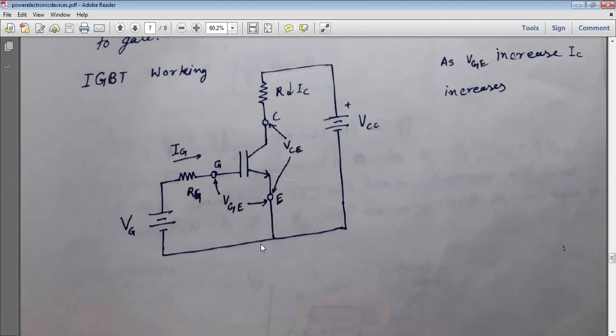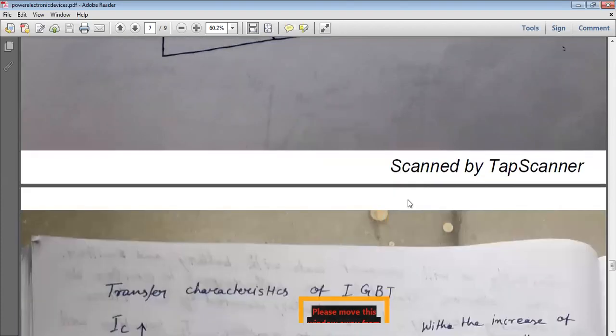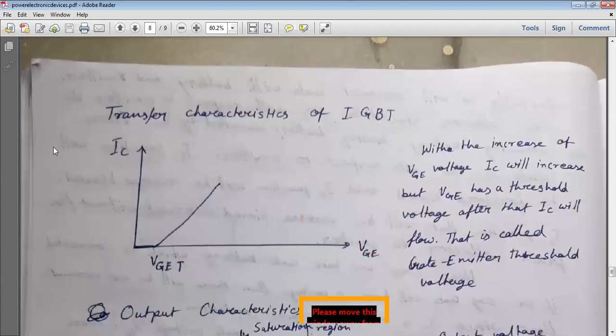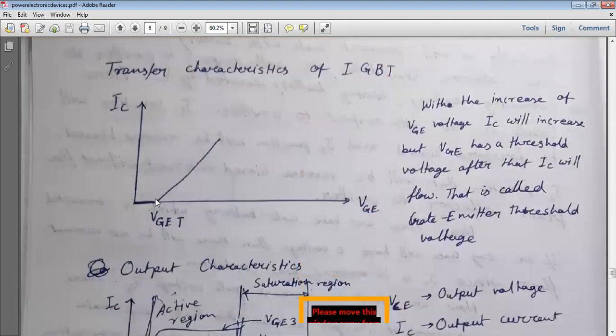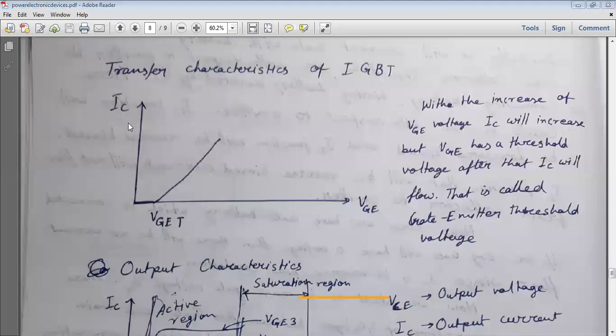Okay, and we can get the output characteristics and transfer characteristics of IGBT. This is the transfer characteristics of IGBT. This is the gate emitter voltage, and this is the collector current. This is the gate emitter voltage versus collector current. This is the transfer characteristics of IGBT.